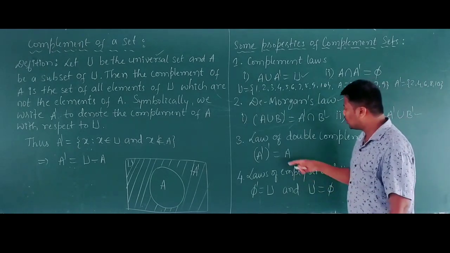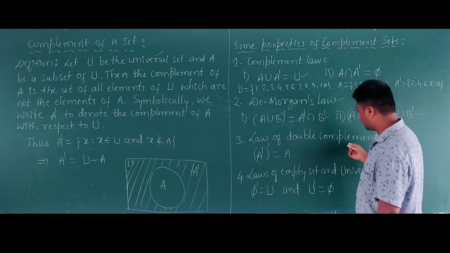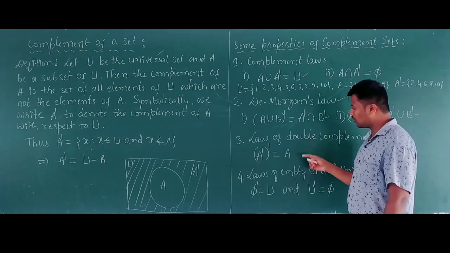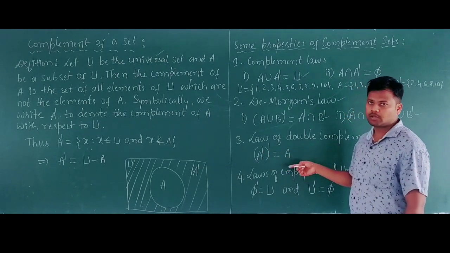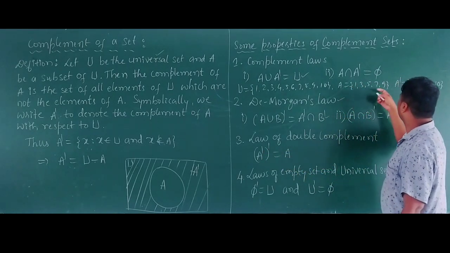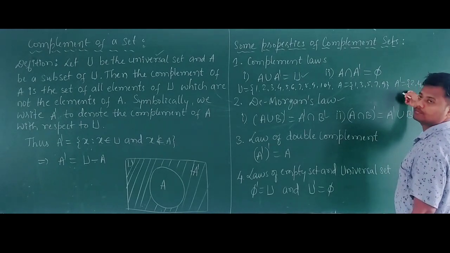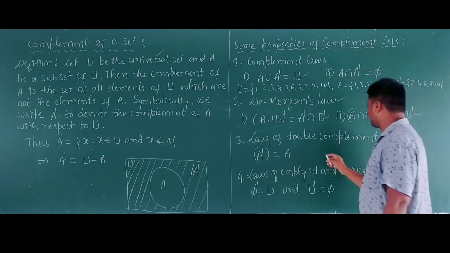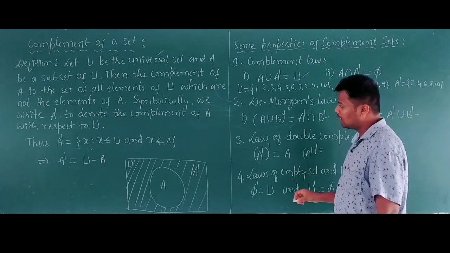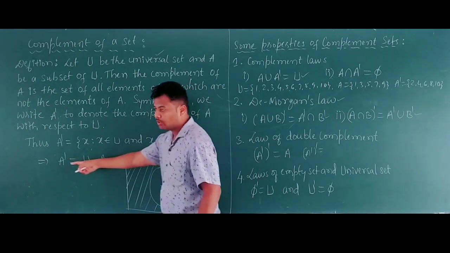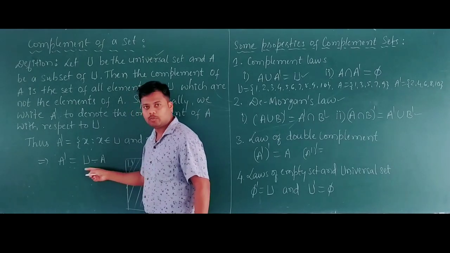Third property: law of double complement. A dash whole dash equals A. So we see here, this is A dash. Again, A dash dash equals what? What is the formula for A dash? U minus A.